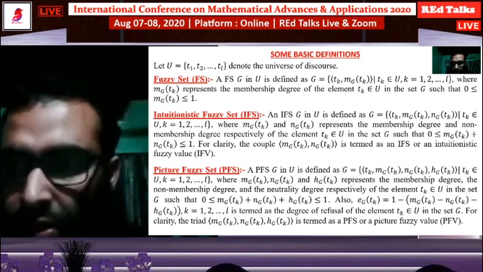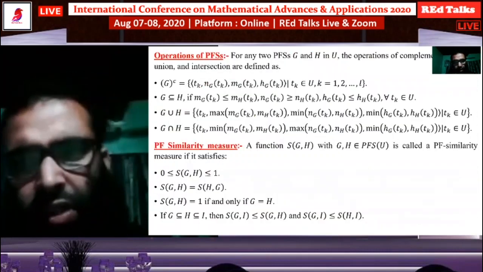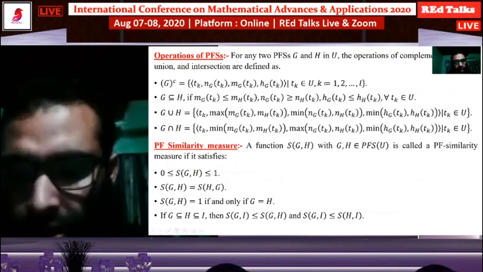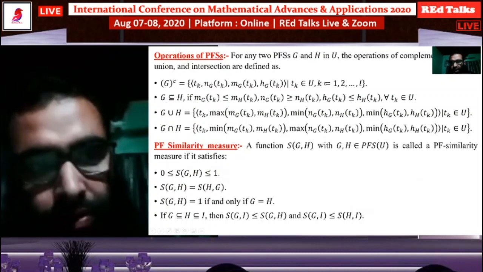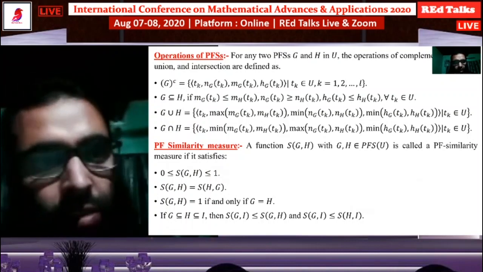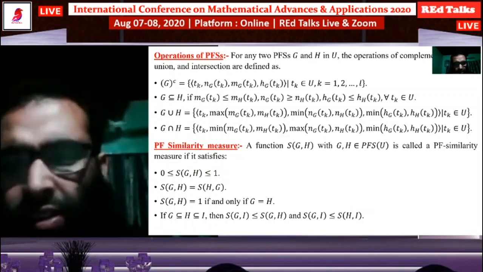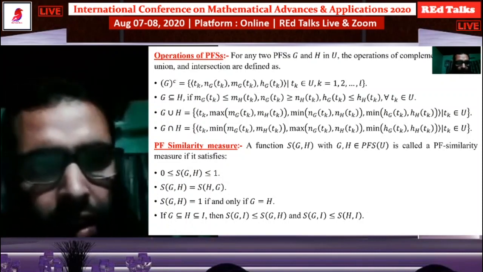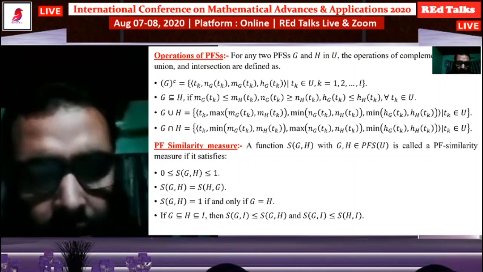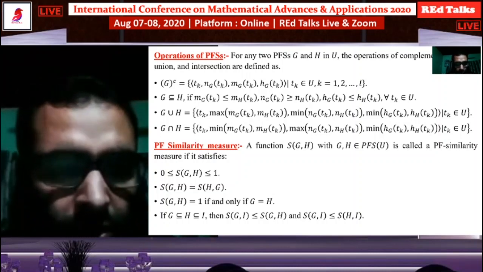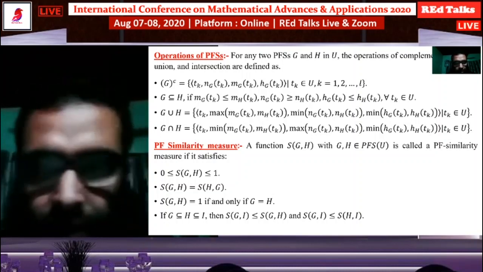So Cuong introduced the notion of picture fuzzy sets. There is also the restriction that the sum of these grades should be in between 0 and 1. Then there are some operations of picture fuzzy sets such as their complement, subset, union, and intersection. The main thing which I want to discuss here is the picture fuzzy similarity measure.